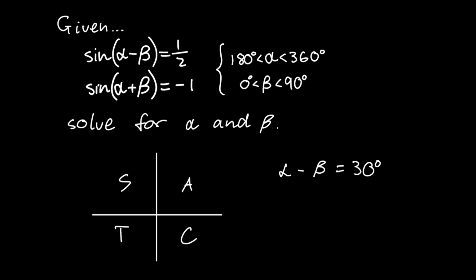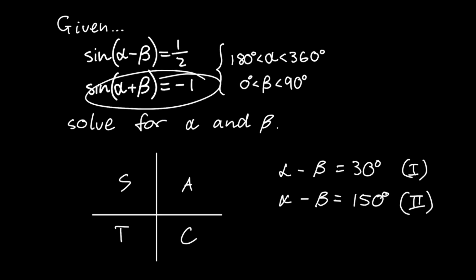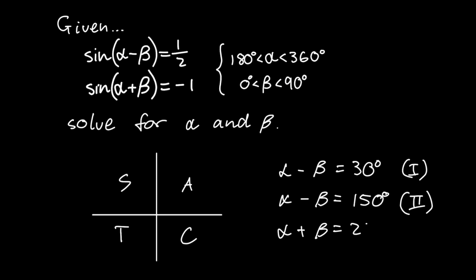So using the reverse of reduction, alpha minus beta can either be equal to 30 degrees from the first quadrant, or alpha minus beta can be equal to 150 degrees from the second quadrant. And that's simply from 180 minus 30 degrees. All right, so now let's look at this. We have sine of alpha plus beta equal to -1, which is just going to be 270 degrees. There's only one way to get -1, as you can remember from the sine function. It's only equal to -1 at 270 degrees.